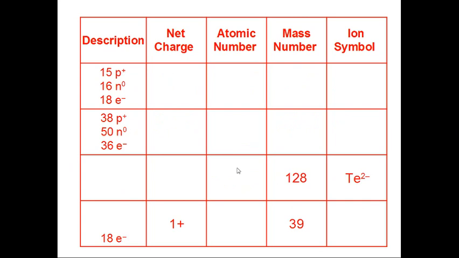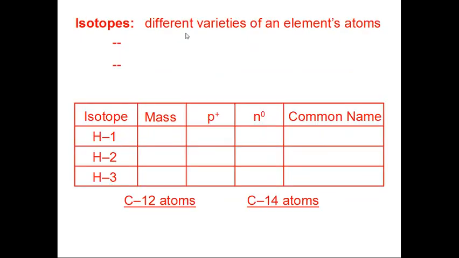So let's fill out a chart here. We have description on the left, and we have our net charge, atomic number, mass number, and ion symbol. Actually, I take it back. Let's do this in class. Okay, we'll talk about this more in class. So I'm going to fly past this.